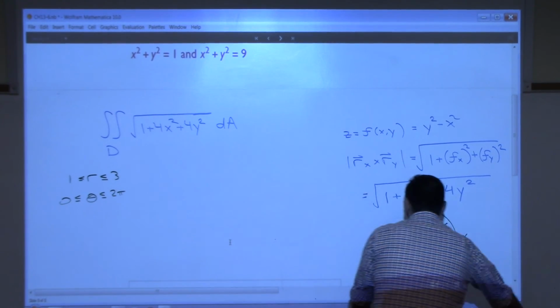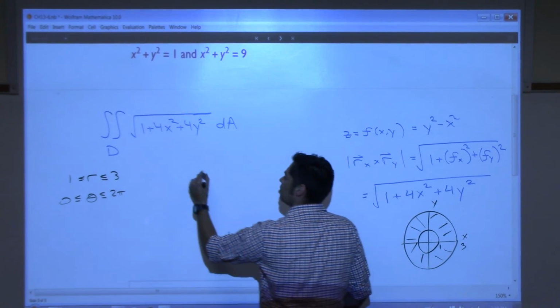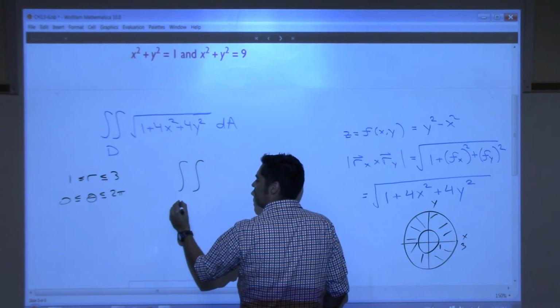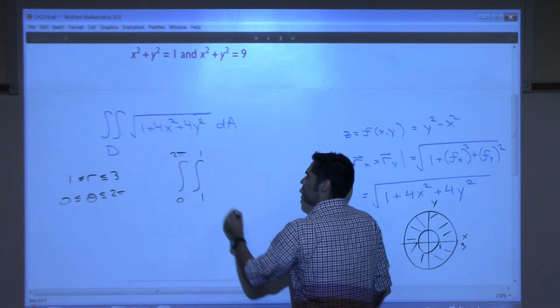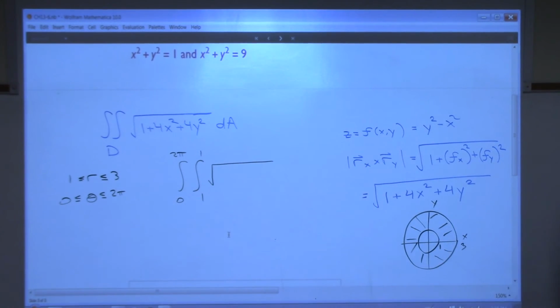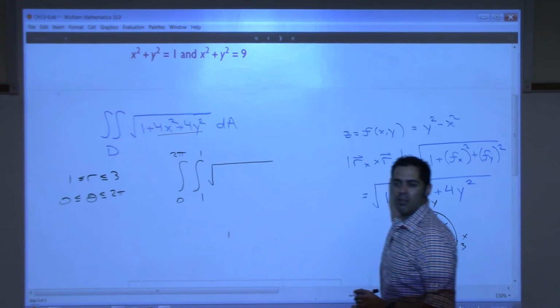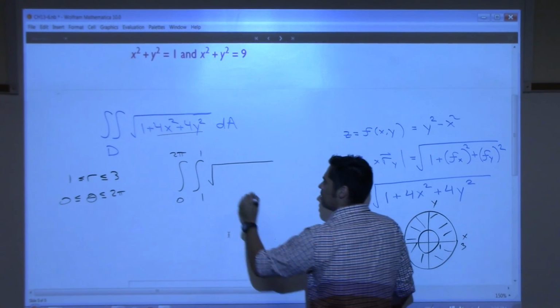And now I just set it all up, right? This double integral. This doesn't matter, right? Because they're both constants. Square root of 1 plus 4r squared, right? Factor out a 4 from each of those two, and you're left with x squared plus y squared, which is r squared. So we have to see that to make our lives easier.